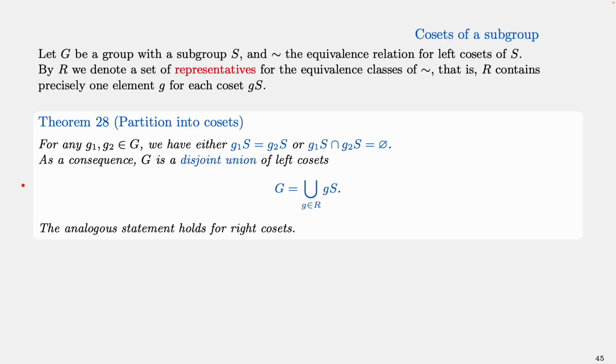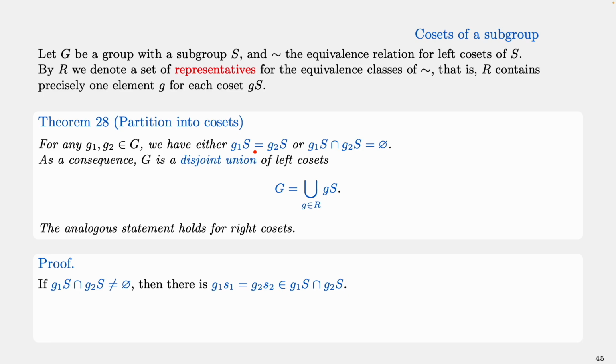Now, in principle, this is just a property of equivalence relations, but I still want to give a proof here so we get a little bit more practice doing group computations. What we have to prove is that either two cosets are identical for different elements g1, g2 in G, or their intersection is empty. I assume the intersection is not empty, and then I have to prove that this situation holds. Okay, assume the intersection is not empty.